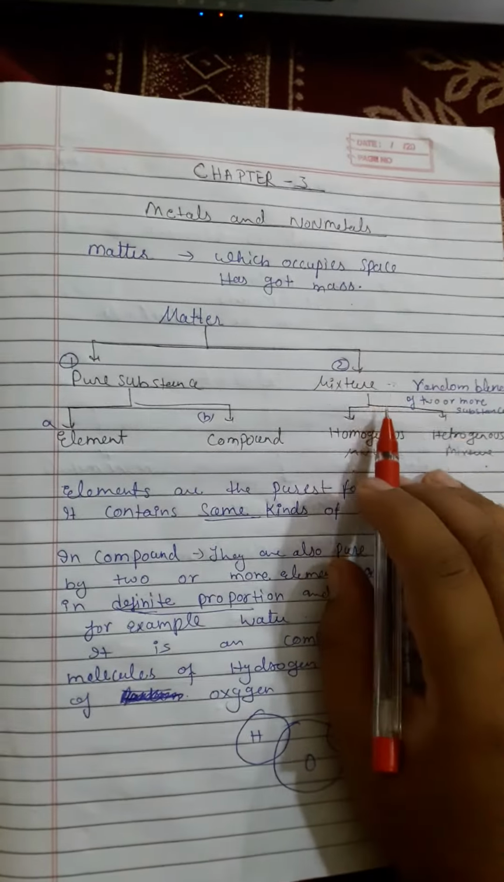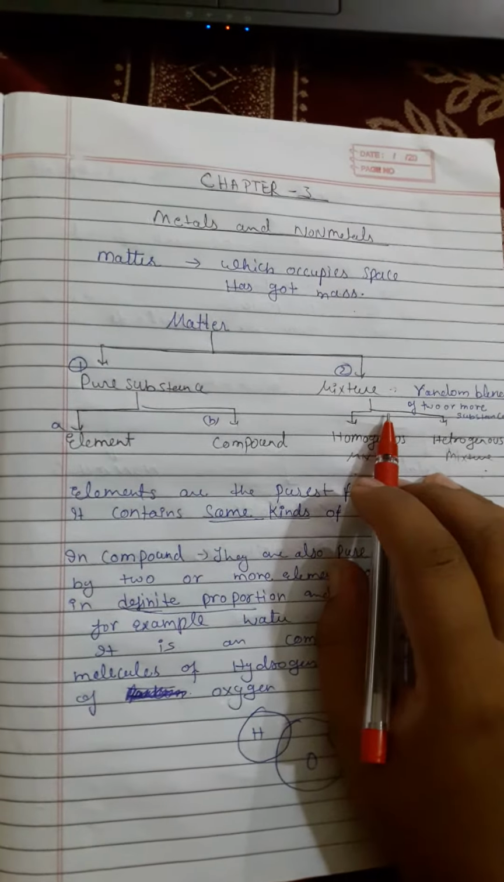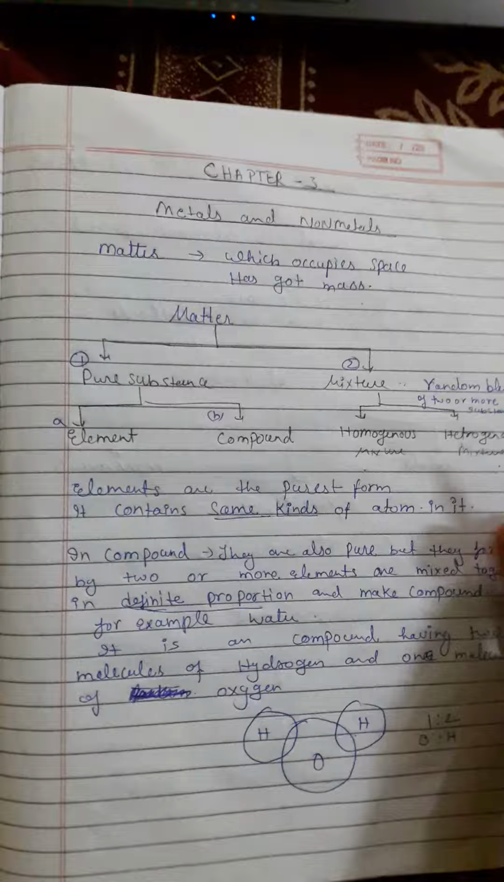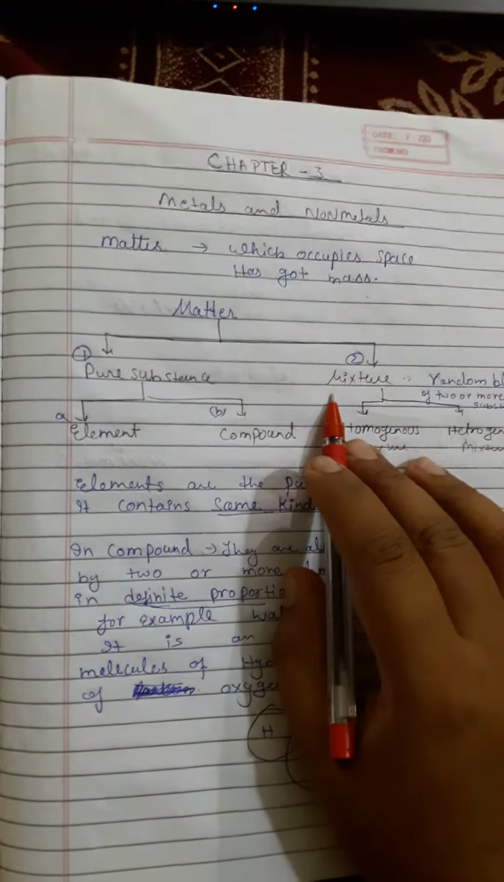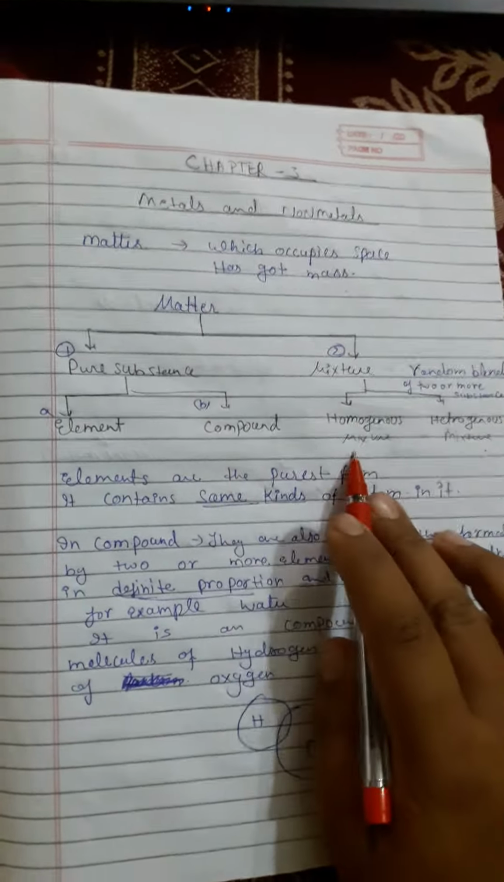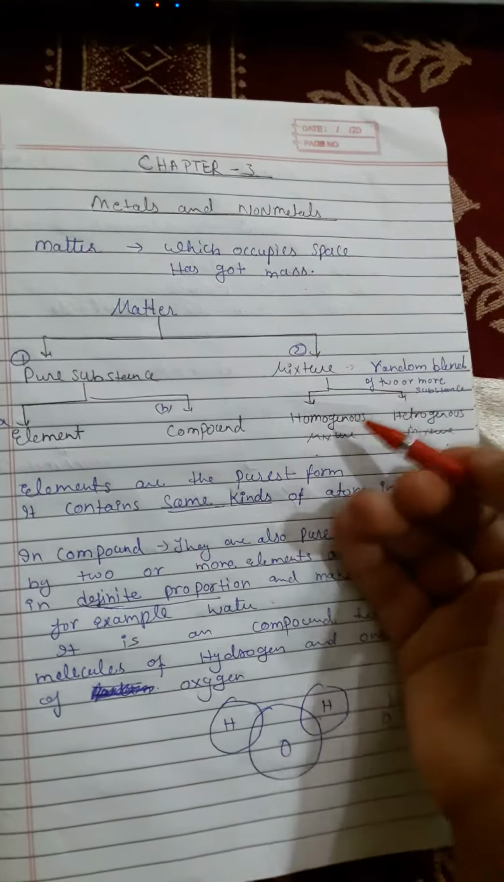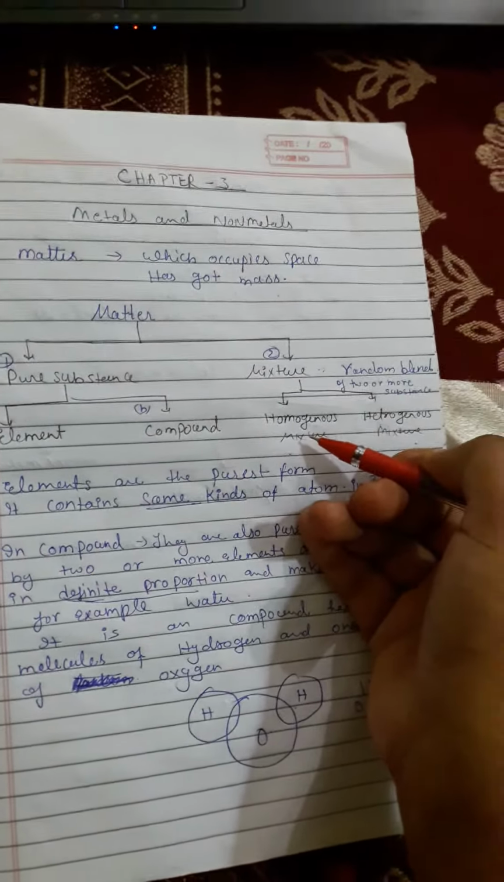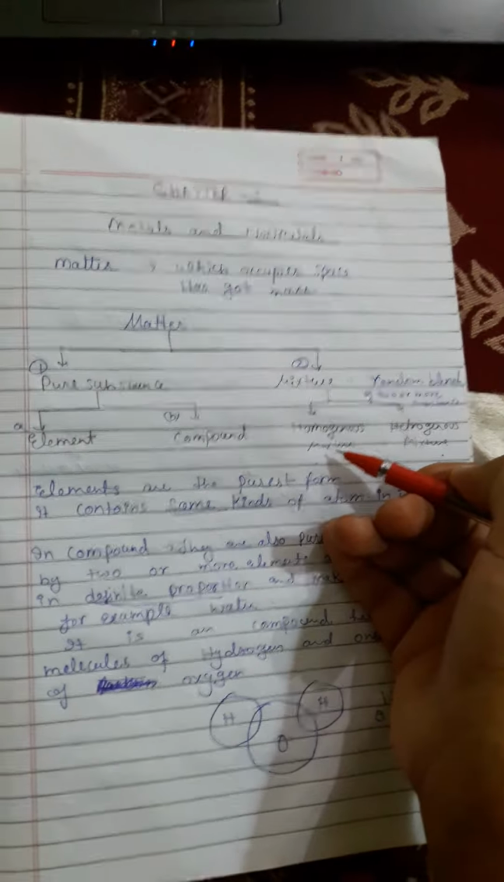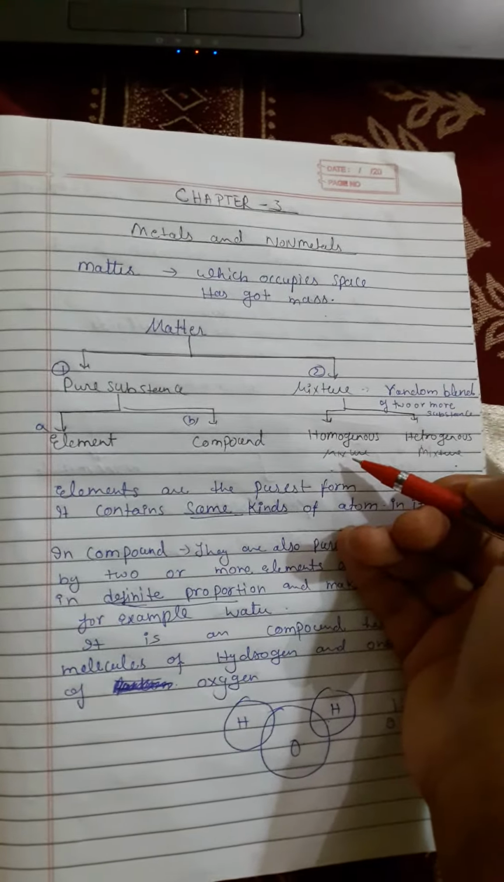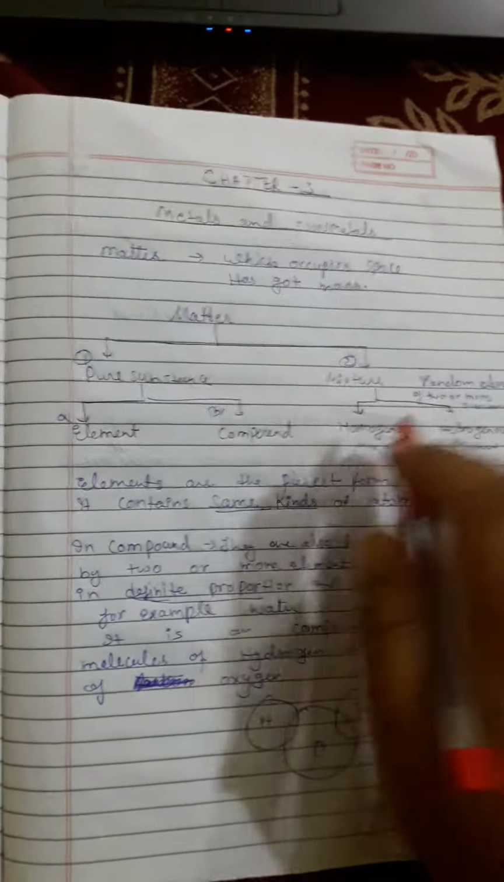Mixtures are the random blend of two or more substances. When they are mixed together in an indefinite proportion, they form a mixture. Mixtures are of two types, that is homogeneous and heterogeneous. For example, of a homogeneous mixture, if we dissolve sugar in water, it completely dissolves in it and forms a homogeneous solution.